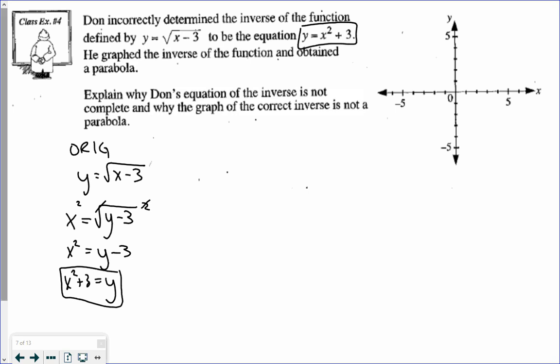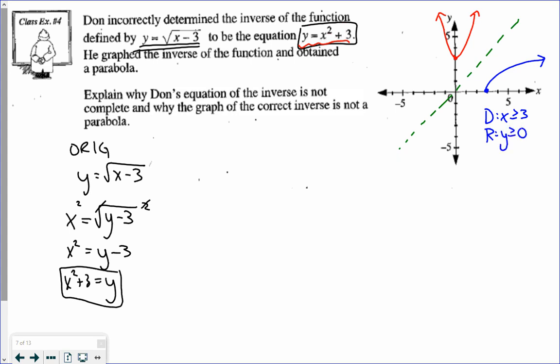So if I graph the original on my graphing calculator, y equals square root of x minus 3, I'm going to get this image right here. Okay. When I graph this on my calculator, I get this. Now you can clearly see that the red is not the inverse of the blue. So the reason for that is it's based on domain and range. The domain of this graph is all the x's bigger than 3, and the range is everything bigger than 0.